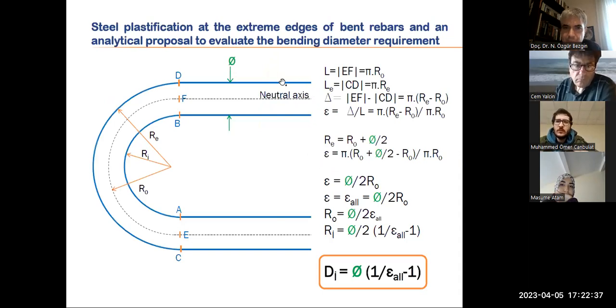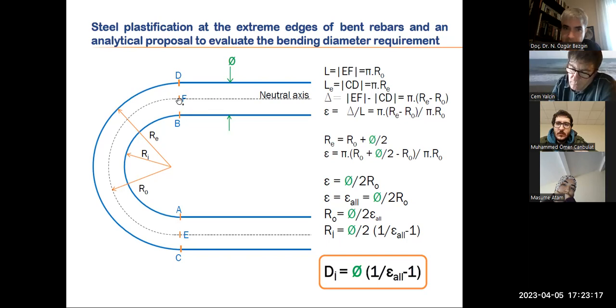Here's what we have. So this is our rebar with a diameter of phi. The DC arc is the exterior fiber. The BA one is the interior fiber, and FE is the neutral one. And I'm bending it around this mandrel. Okay? Everything okay? So my central length is pi r0. This is half the perimeter of a circle, pi r0. And my exterior length, which is CD, is pi re. So the elongation between the two is pi times (re minus r0).